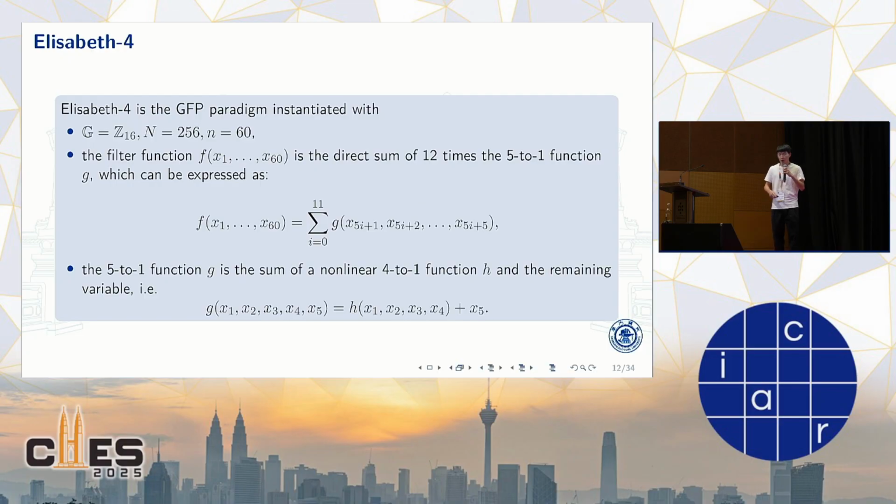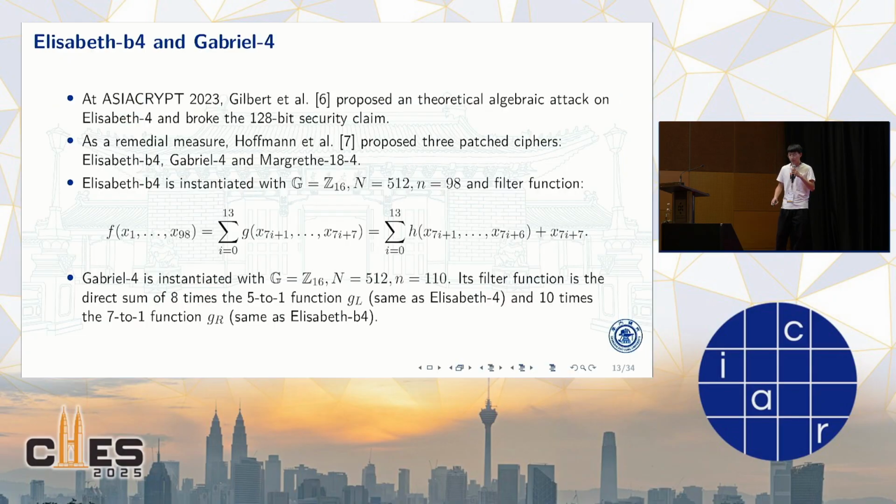This construction is special, and the patched version of Elizabeth 4 also takes this construction. This is of great importance to our shortcut attack framework. Unfortunately, at Asiacrypt 2023, Elizabeth 4 was broken by a theoretical algebraic attack.